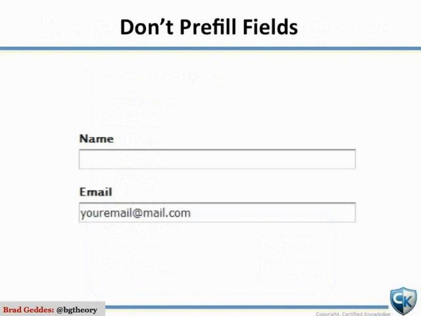Now also, never pre-fill fields. Because what happens is when we're filling out a form, we look for blank items. If the field has information in it already, well, it appears that we don't have to fill it out then. So if you have things like enter your name here, or your email at mail.com, or you expect someone to replace that data with their own information, just get rid of the pre-filled information. Leave all the fields blank.